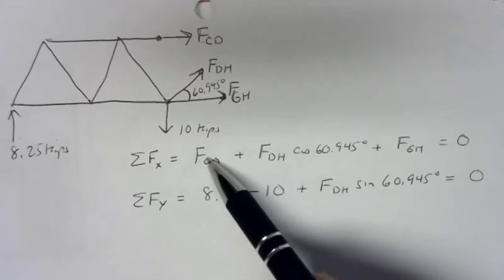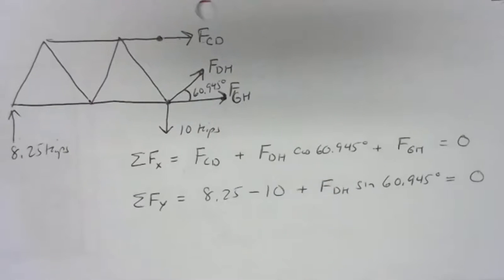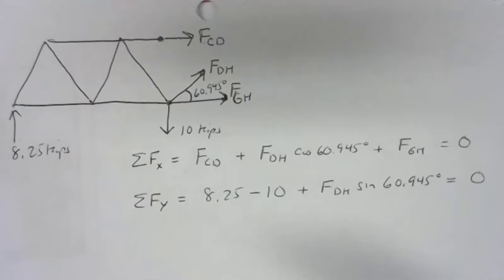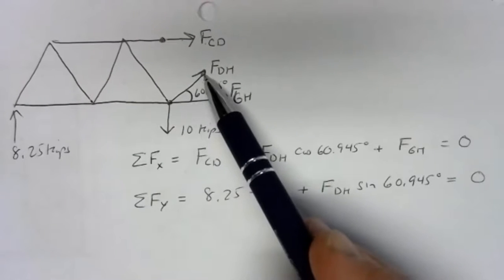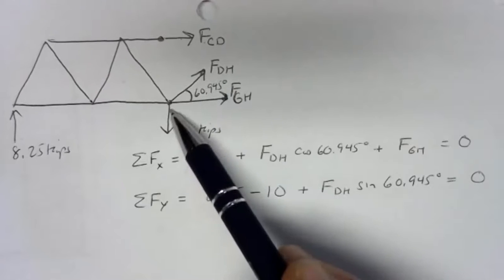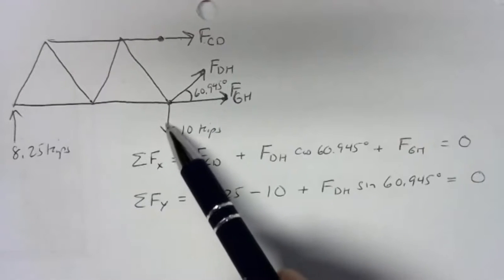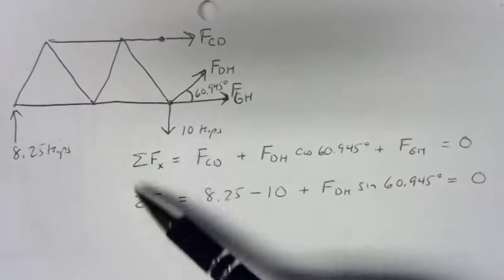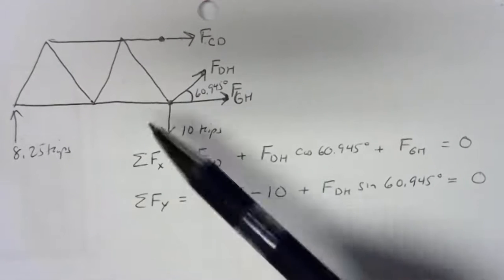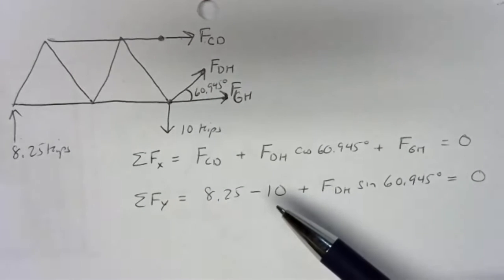So we didn't even really need to worry about FCD and how to use that from other parts of the problem. It turns out by making this cut, this slanted member is the only thing opposing the vertical forces. So we can figure out how much FDH has to be to keep this thing in vertical equilibrium. And we've finished the problem.